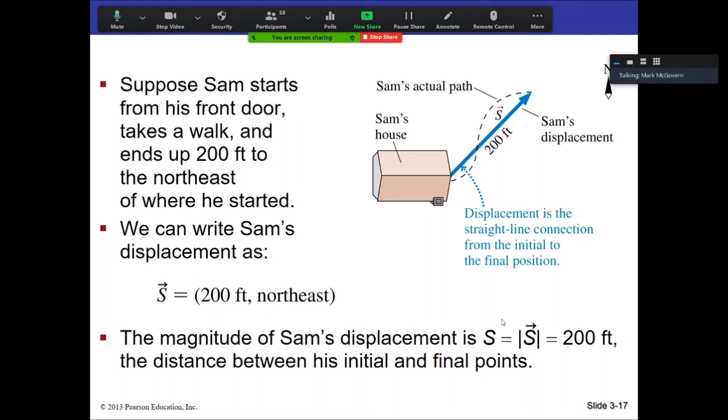The overall displacement is called the magnitude of the vector. It's the length of this arrow here, and it's 200 feet. So what's drawn here is the displacement vector for the person. The tail of the vector, which is the back part of it, is at the starting location, and the tip of the vector is where the person finishes. And that length there represents the distance traveled.